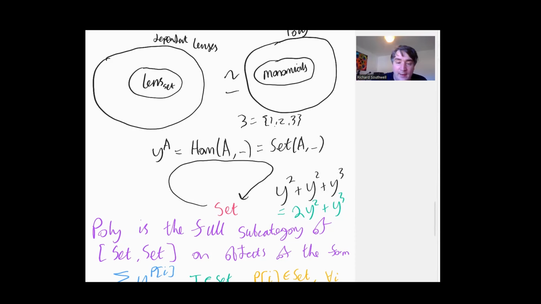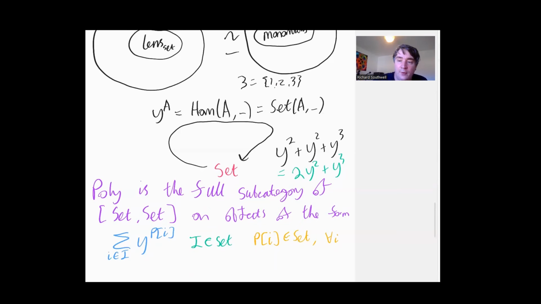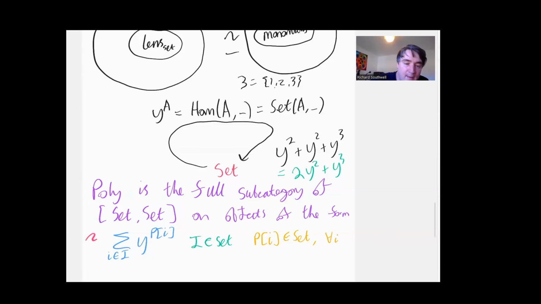So that's basically it. That's what poly is. So we could write a sort of general object of poly like this. This would be a general object P, and we can write it in this kind of form. We'll have some set I, and then if we co-product over the elements in I of y raised to some power, then that's going to describe our polynomial.